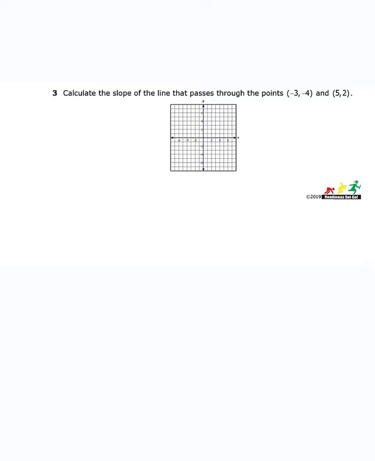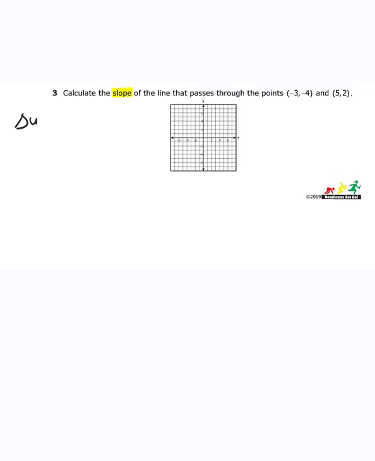Now let's look at problem number 3. Calculate the slope of the line that passes through the points (-3, -4) and (5, 2). Now graphically, rate of change is represented by slope. And in the previous problem, I showed you 3 different ways that you could find rate of change or slope from a graph. Let's see how this applies when we're given 2 points.